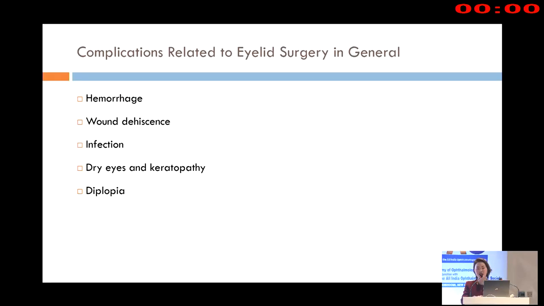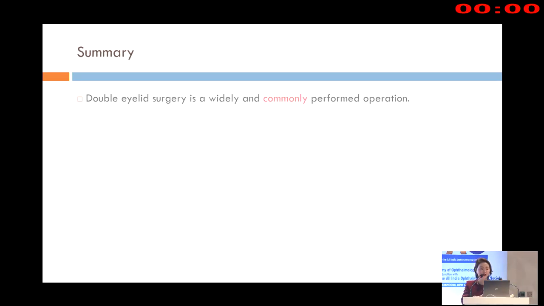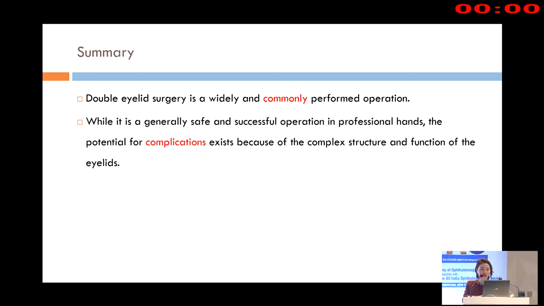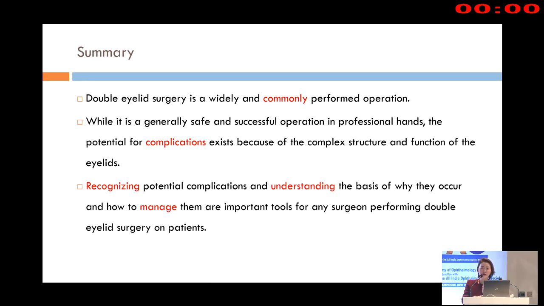And then complications related to eyelid surgery in general are beyond the scope of this talk, but we talked a bit about it in the previous lectures: hemorrhage, wound dehiscence, infection, dry eyes, keratopathy, diplopia. So in summary, double eyelid surgery is a widely and commonly performed operation. While it's generally safe and successful in professional hands, the potential for complications exists because of the complex structure and function of the eyelids. So recognizing potential complications and understanding the basis of why they occur and how to manage are important tools for any surgeon performing double eyelid surgery on patients.